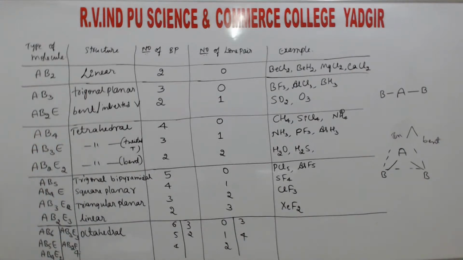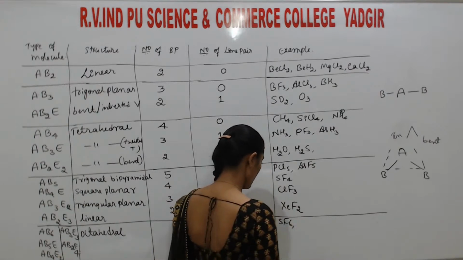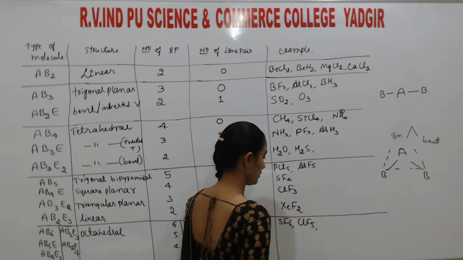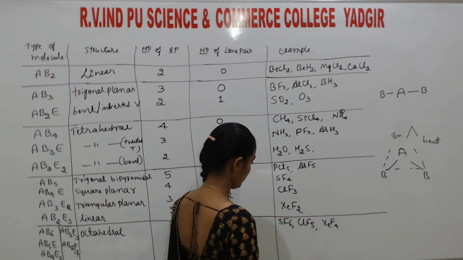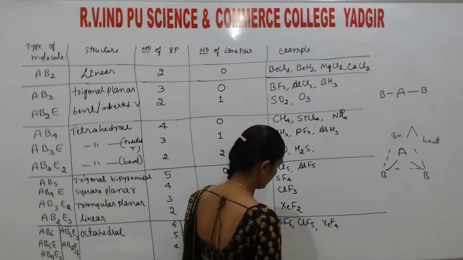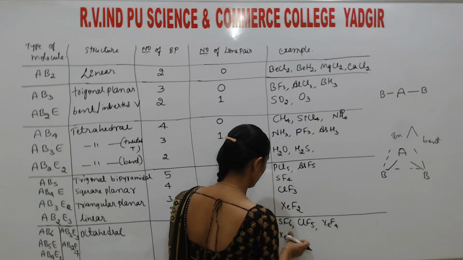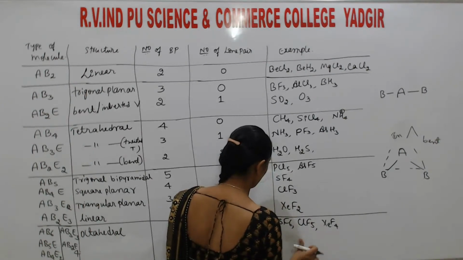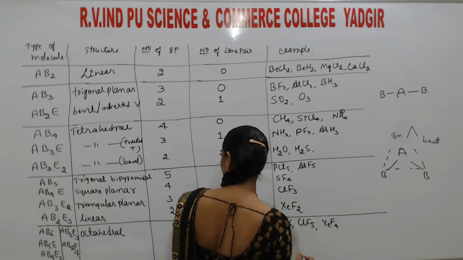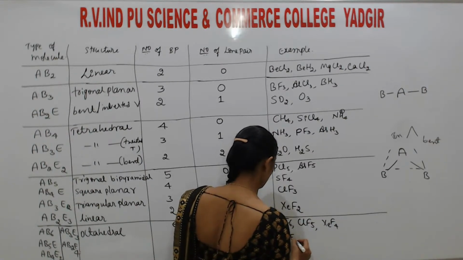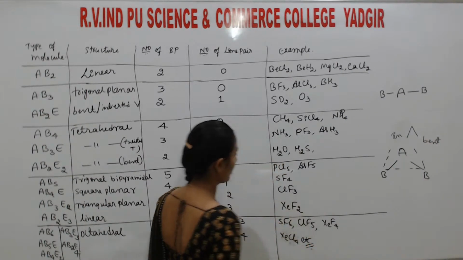So examples for such type of compounds: one is SF6. Okay. Next, ClF5, XeF4, and XeF6, etc. These are the examples.